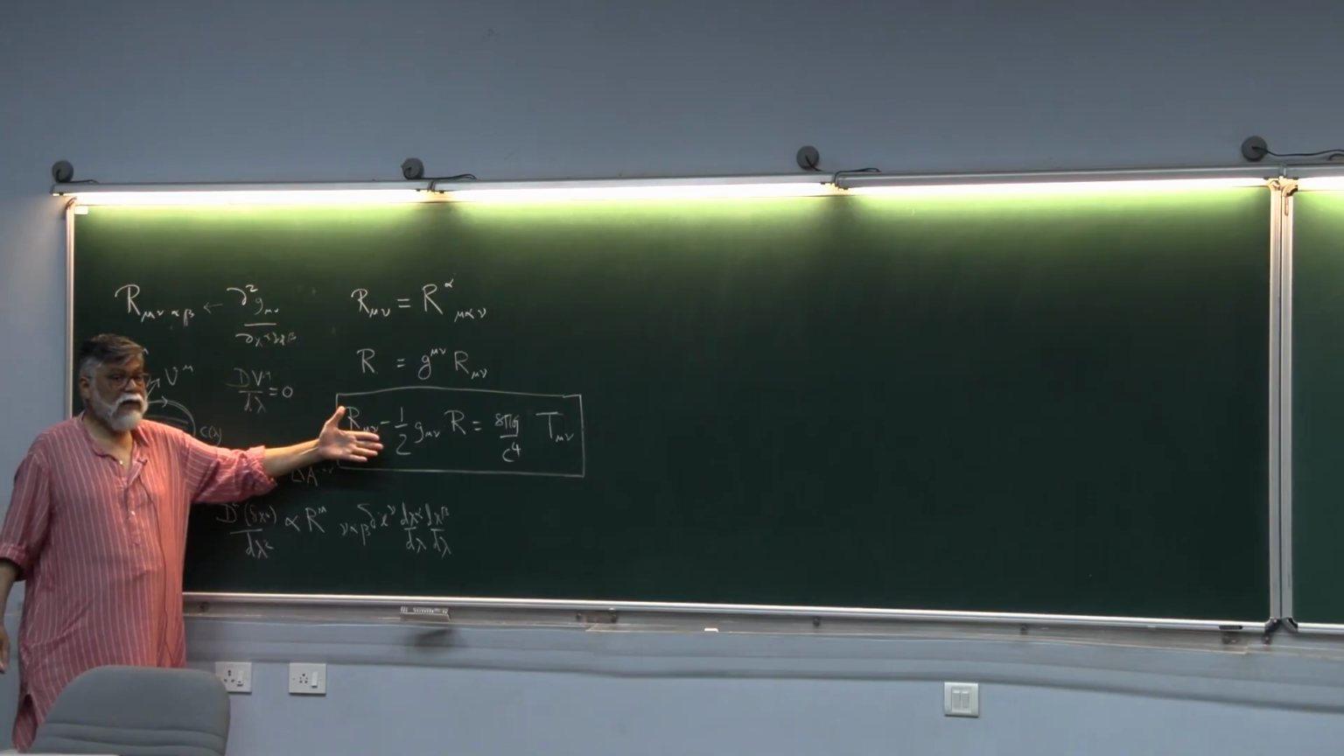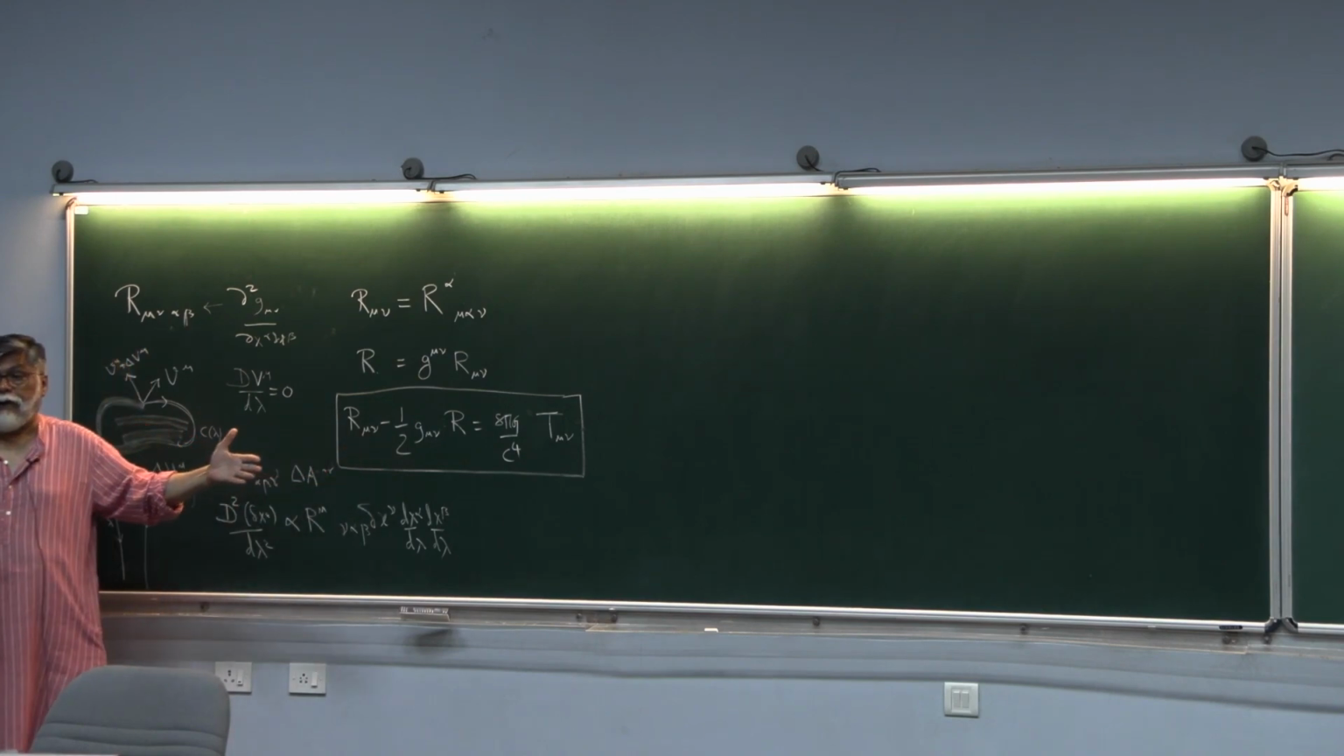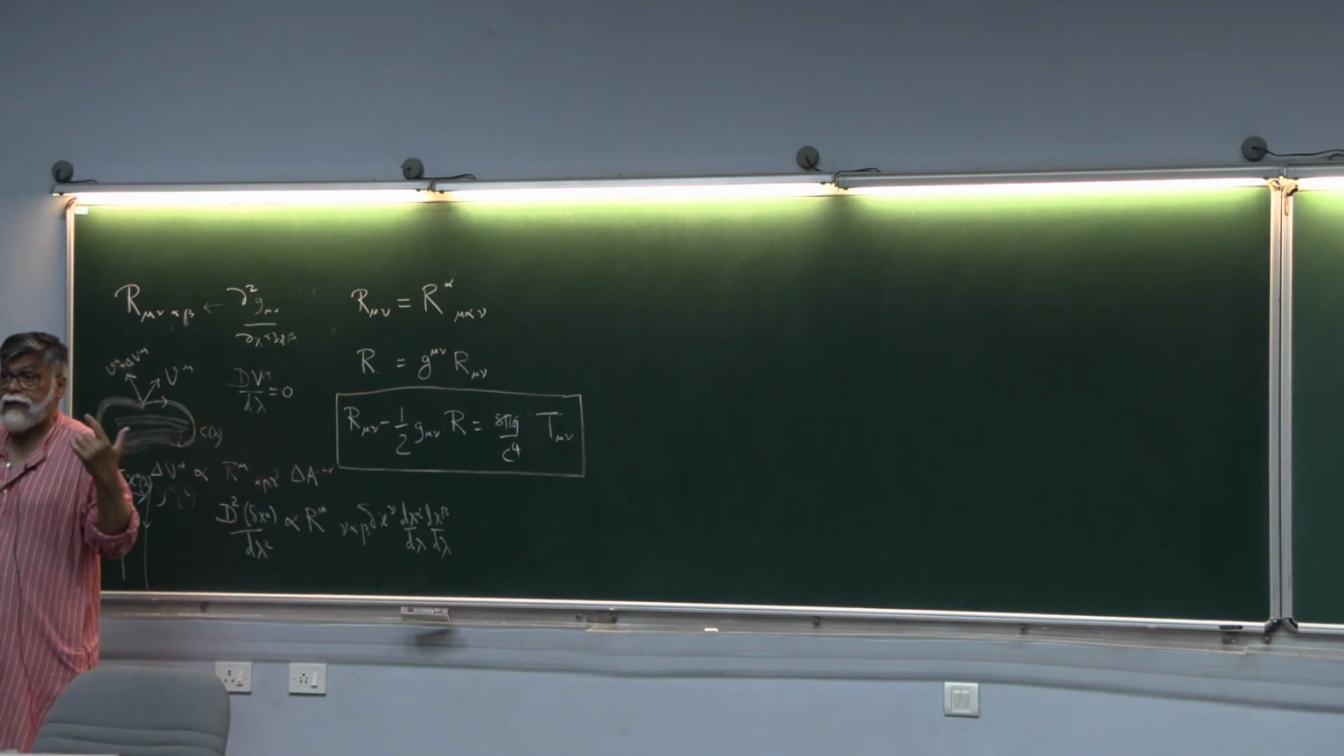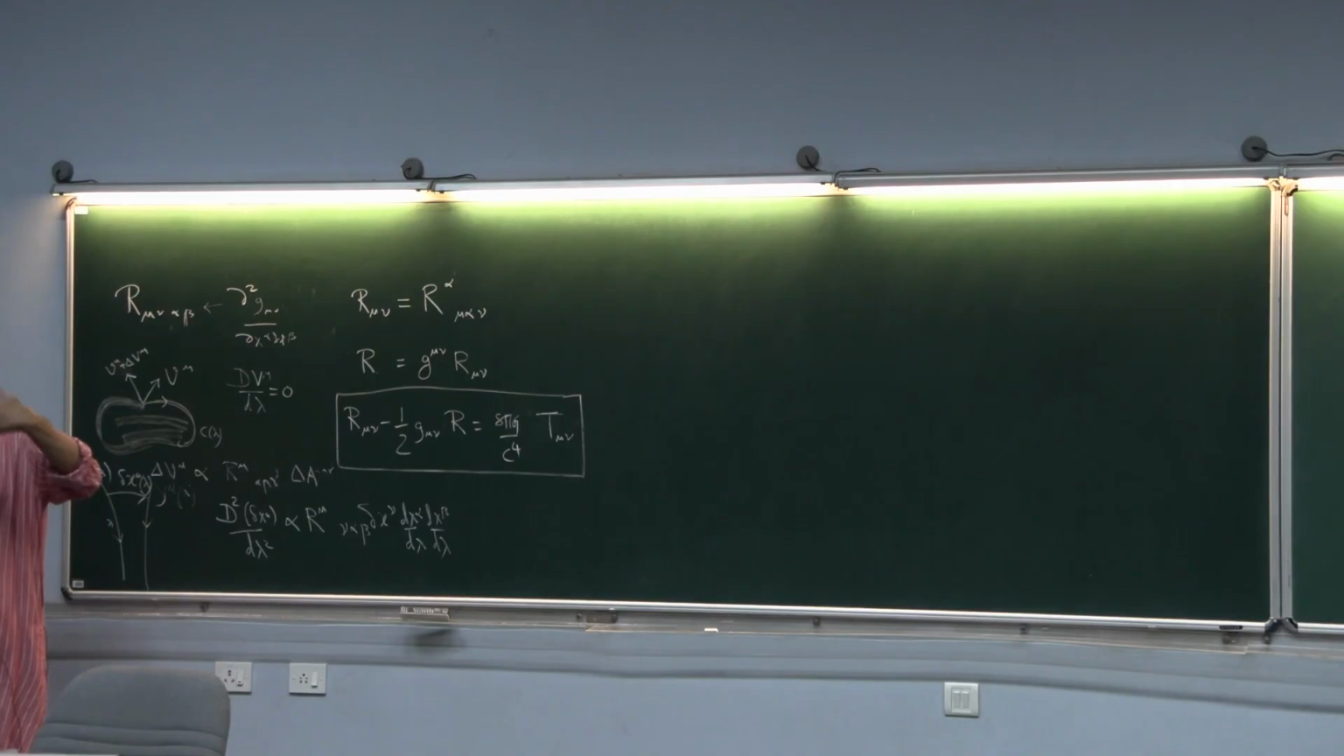Hence, the Einstein equation contains the second derivative of the metric tensor and quadratic terms, because unlike electromagnetic theory, Einstein's theory is nonlinear. It's nonlinear in the metric tensor.